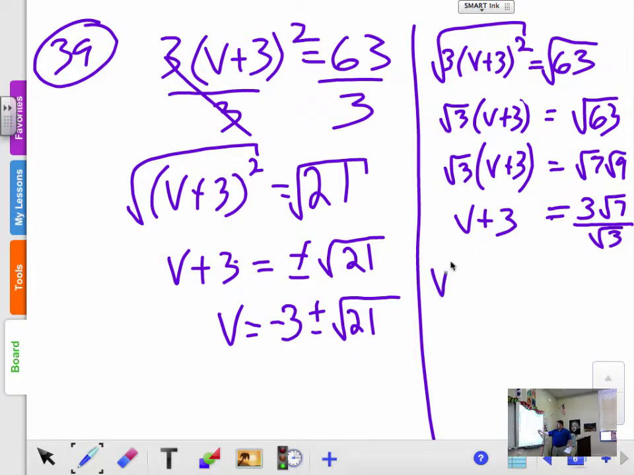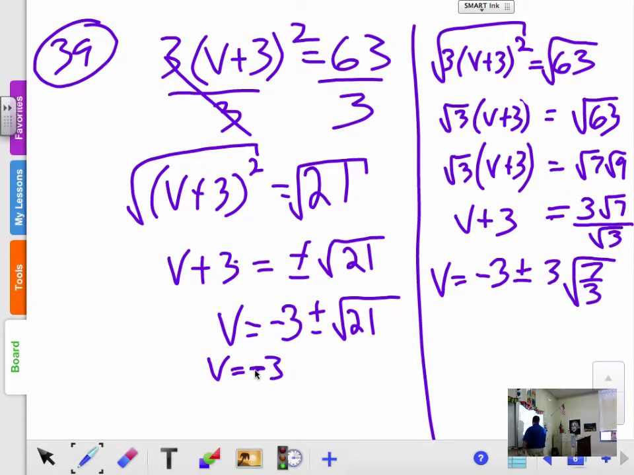So now I could say v is equal to negative 3 plus or minus 3 times the square root of 7 over the square root of 3, right? I like it better the first way. Well, now how could I do it this way? I could do the same thing here, but I would end up with v equals minus 3 plus or minus the square root of 7 times the square root of 3. They're equivalent statements.